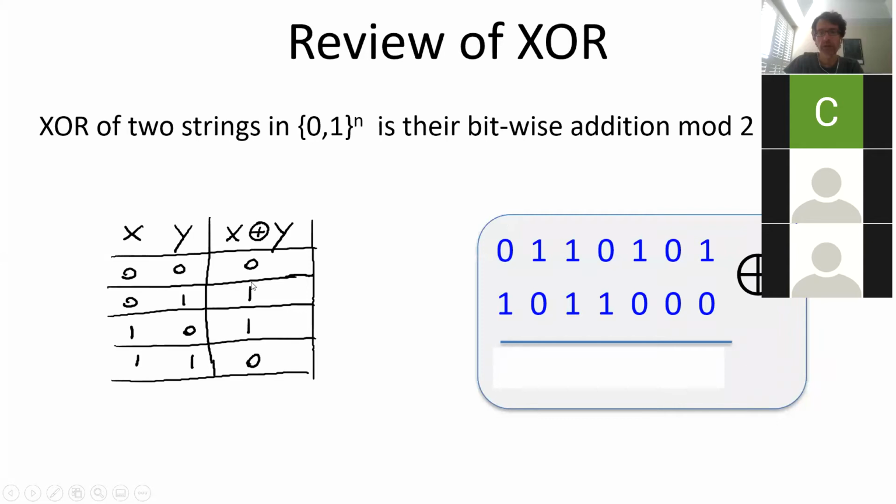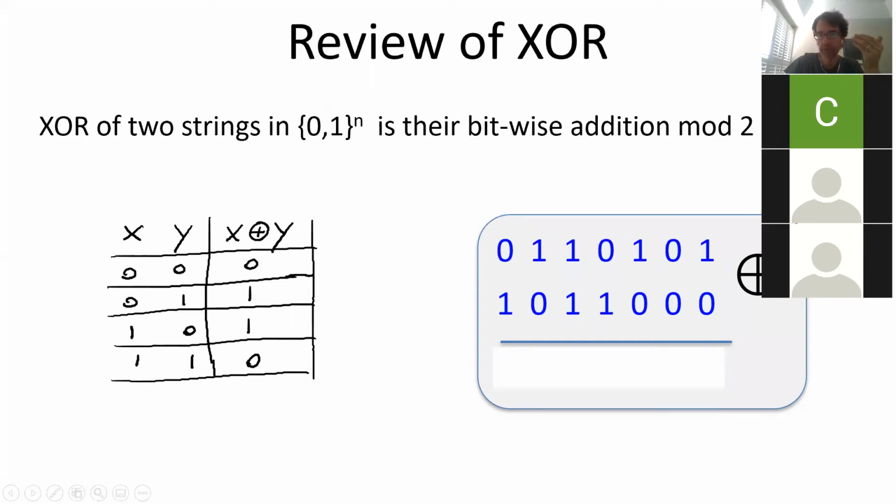Now, that's the normal definition of XOR as a gate, right? As a Boolean gate, it works on inputs which are just bits. But I can extend it to bit strings. So I take two bit strings here of length 6. My X is a 6-bit string, and my Y is also a 6-bit string.